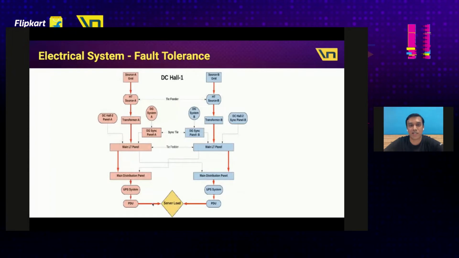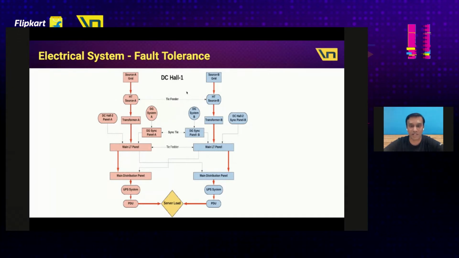This is an electrical system. If you see the top, we have the source grid from where the power supply comes to our HT source in the data center. From there, it goes to the transformer, then to the main LT panel, then to the distribution panel. And then we have a UPS system and then the power distribution unit, which enables the power supply to the servers to handle the required capacity. So only one set of these components is sufficient to run the entire server load capacity.